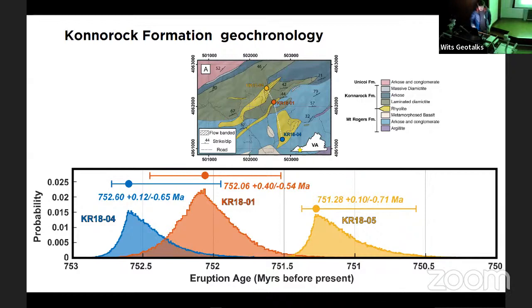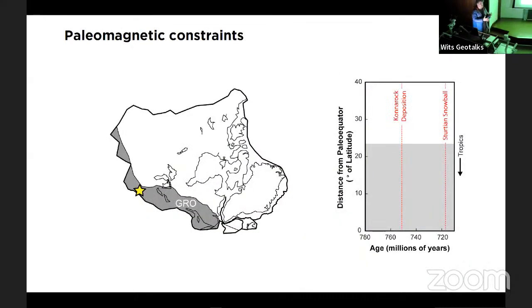There's no major structural overprints. And what this also means is that these diamictites are about 750 million years old, because the highest rhyolite dome crosscuts them, or is deposited with them, and is about 750, right? So that's a very different age to the rest of the ages that I described earlier, right? And that's shown on the plot on the right.